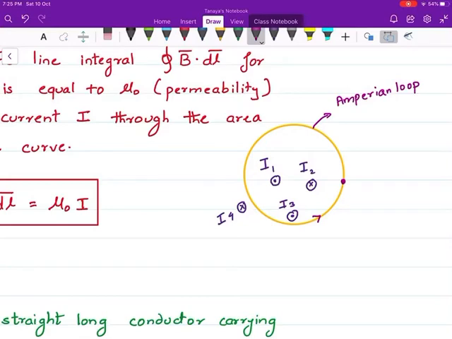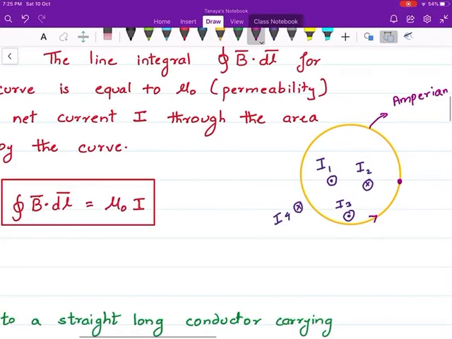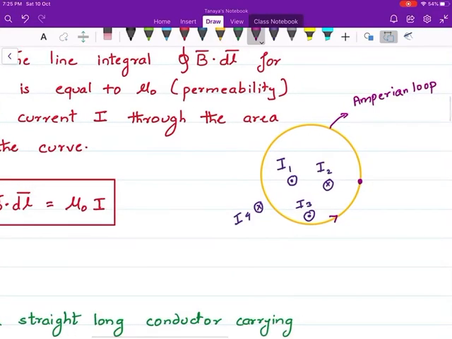Now what I am going to do is find the integral of B dot dl. So at this particular point P, what is the direction of B? The direction of B is going to be different, because B is different due to I1, I2, I3. If I consider I1, the direction of B is going to be different. So I'll just write that the net field at point P is B.